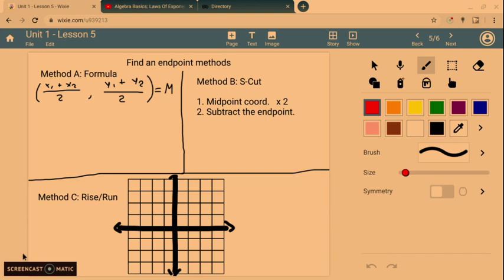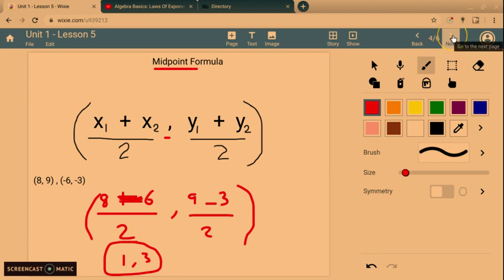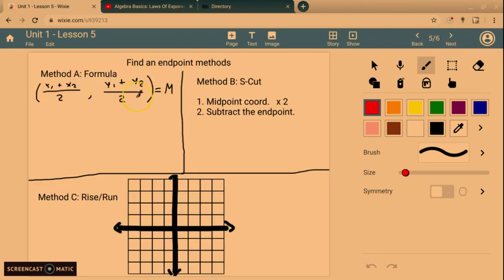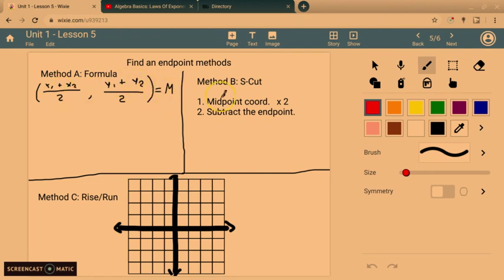Okay, method A is the formula. And remember, you have to know this formula. It is x1 plus x2 over 2. Well, actually, it's the same thing as this, but the only difference is that it's equal to m, and you know m. That's the only difference, and you're going to leave part of this blank. And I will go over how to do that.